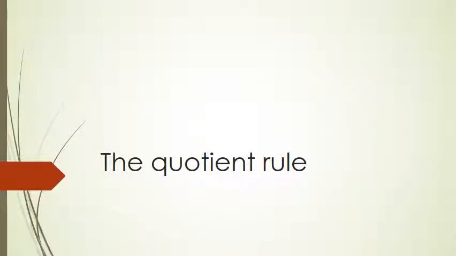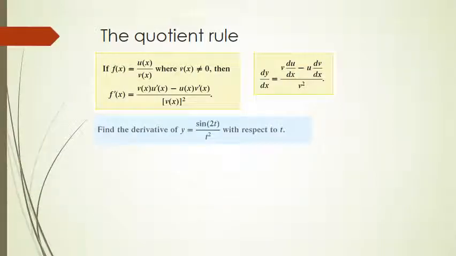We're going to look at the quotient rule. So, the quotient rule is basically the product rule, but you have to divide it by v squared, and there's a subtraction in between and stuff. So you can see it on the top there.